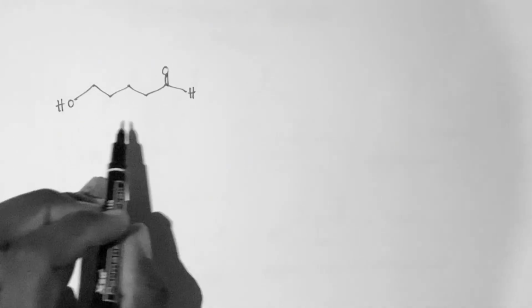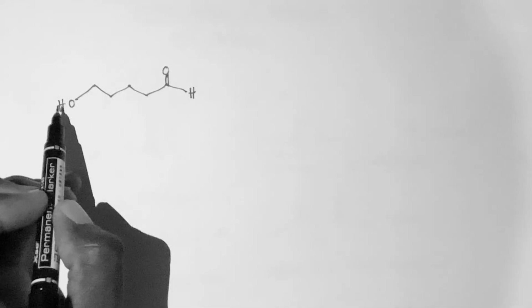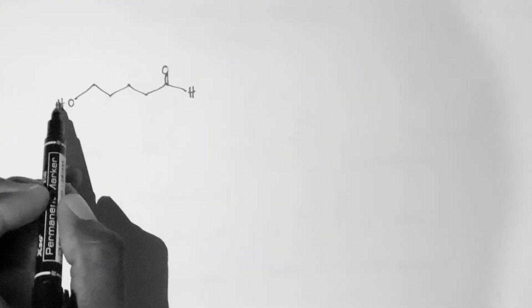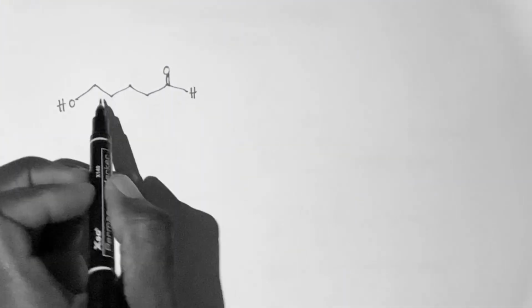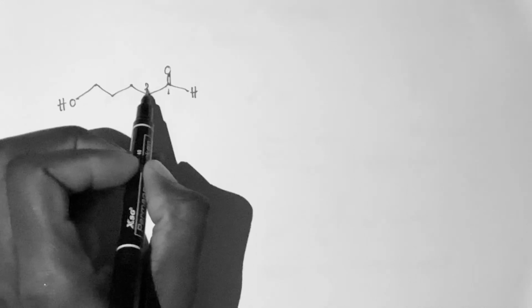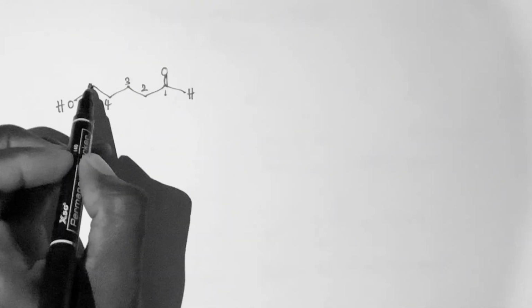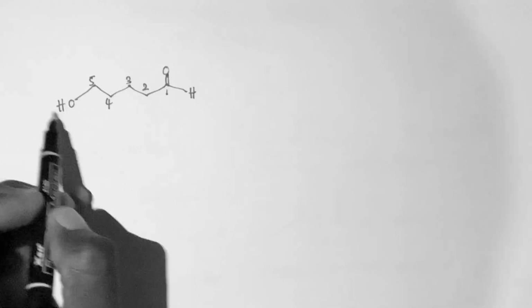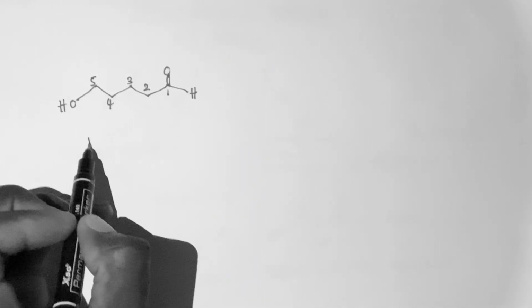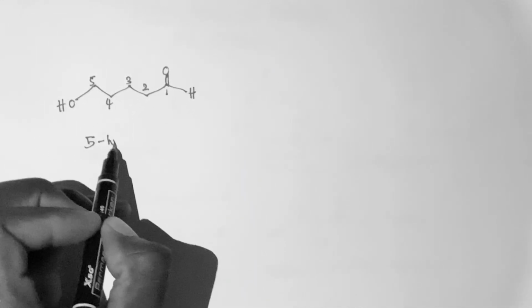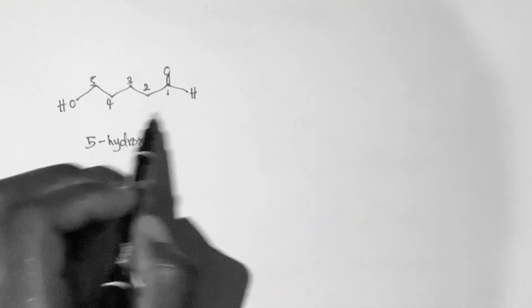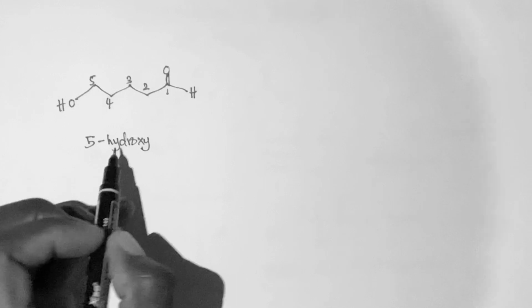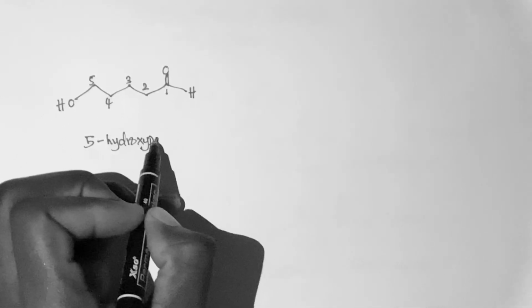So let's consider this other case. Just as what we did first, you see that there's an OH group here, so that will act as a substituent. Let's label the carbons. This is 1, 2, 3, 4, and 5. So the OH is on carbon number 5, and that is 5-hydroxy. But there are 5 carbons, so we are talking about pentanal. So 5-hydroxypentanal.